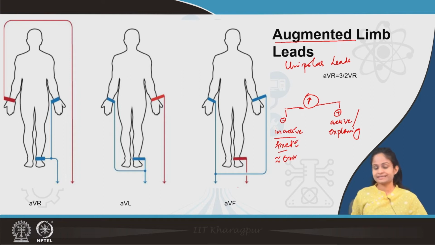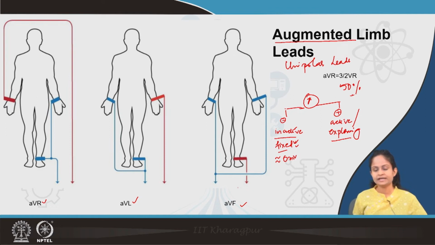So, the positive electrode is active, or the exploring electrode, whereas the negative electrode is inactive. Augmented limb leads are again 3. We have AVR. A stands for augmentation. AVR means the augmentation of the right arm voltage. AVL is the augmentation of the left arm voltage. AVF is the augmentation of the left foot or the left leg voltage, which we have already seen in the limb leads. Generally this augmentation is 50%. How much is the voltage increased? That means the amplitude of this voltage is increased by 50%.